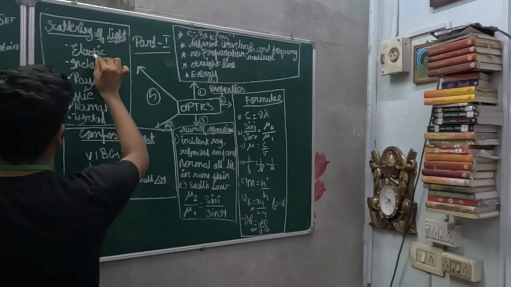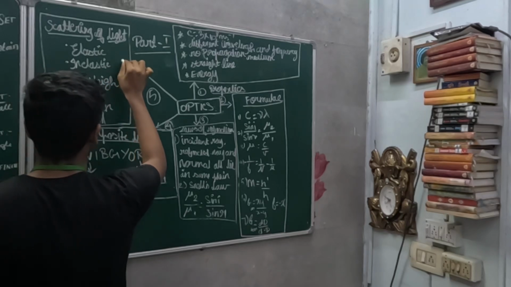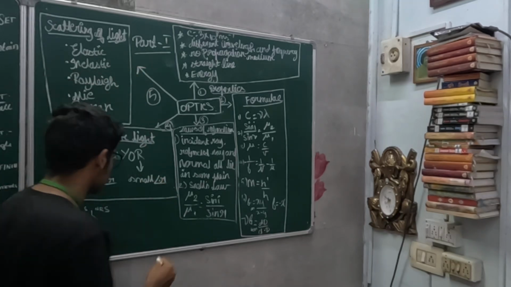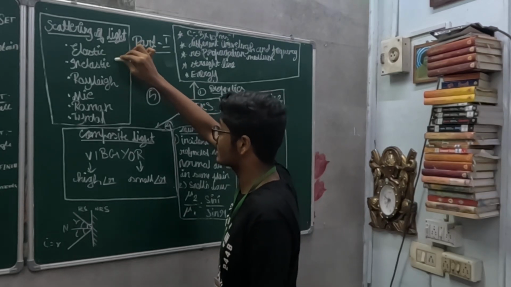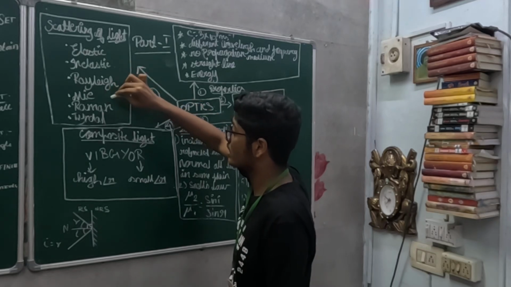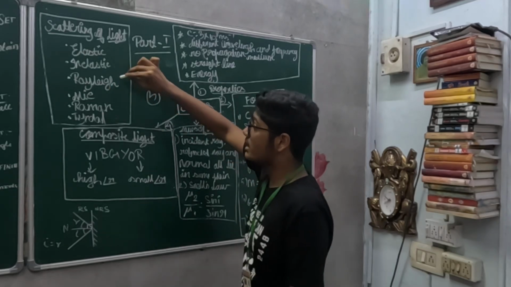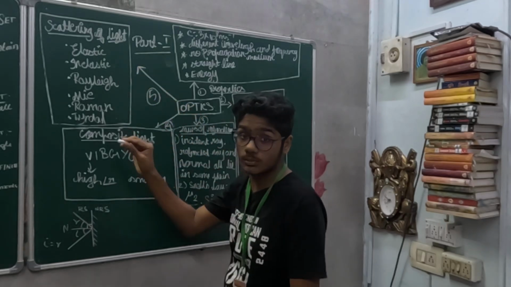Scattering of light. There are two types: elastic scattering and inelastic scattering. We have four scattering types: Rayleigh scattering, Mie scattering, Raman scattering, and Tyndall scattering. In Rayleigh scattering, the amount of scattering is inversely proportional to the fourth power of its wavelength lambda.